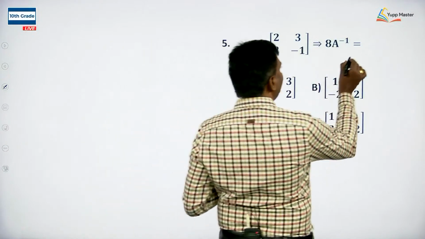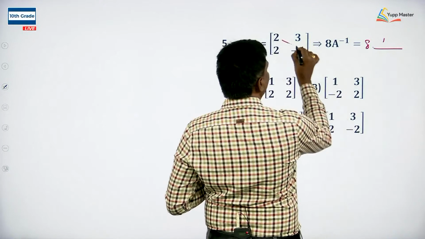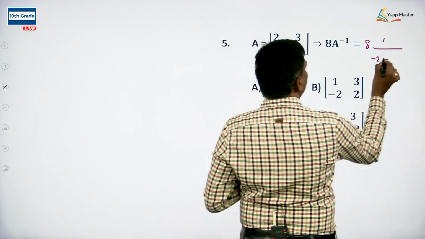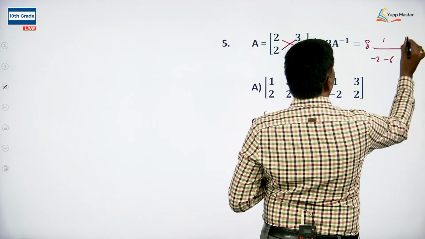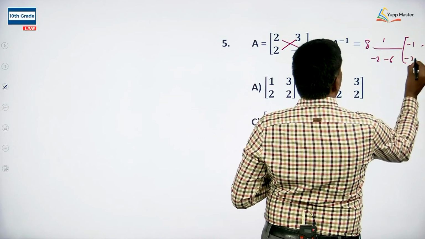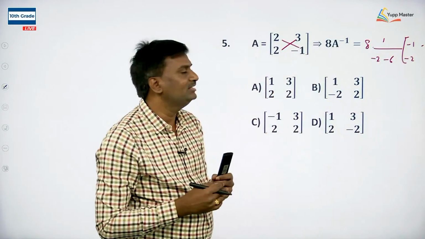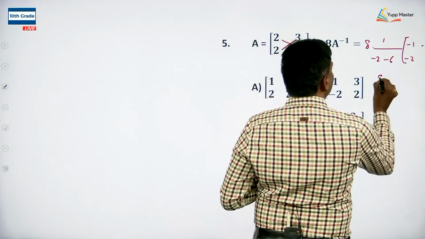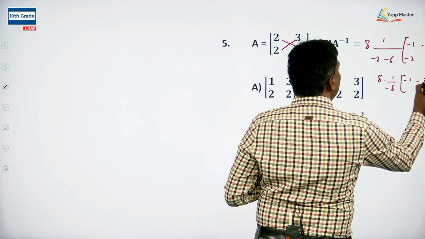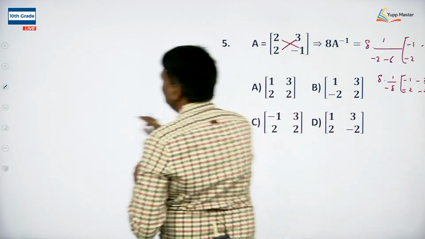So, that is 8 into A inverse, that is 1 by (ad minus bc), 2 into minus 1, minus 2, minus 3 into 2, 6, into [d, minus 1; minus b, minus 3; minus c, minus 2; a is 2], where minus 2 minus 6 is minus 8. So, that is 8 into 1 by minus 8 into [minus 1, minus 3; minus 2, 2]. Here we have 2 only.